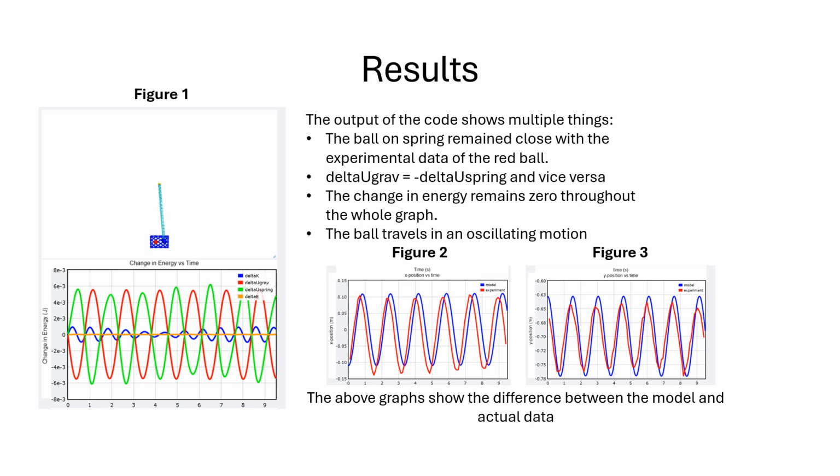Results. The output of the code shows multiple things. The ball on spring remained close to the experimental data of the red ball. Delta U grav equals negative delta U spring and vice versa. The change in energy remains zero throughout the whole graph. The ball travels in an oscillating motion. The above graphs show the difference between the model and actual data.